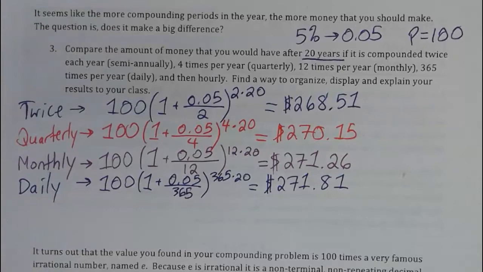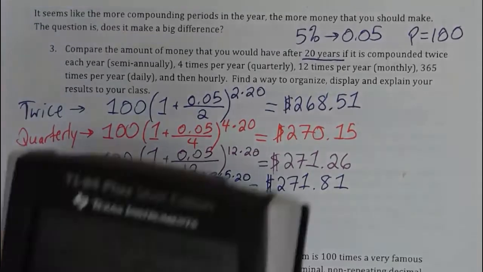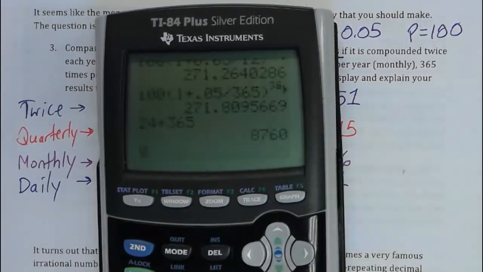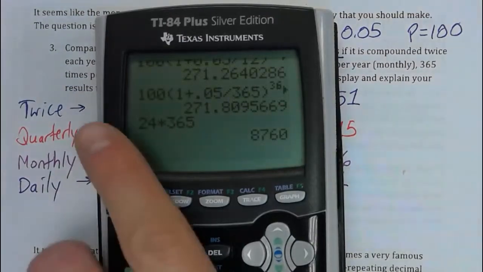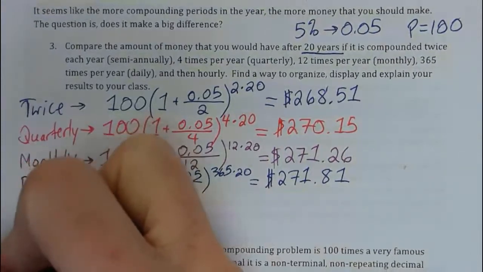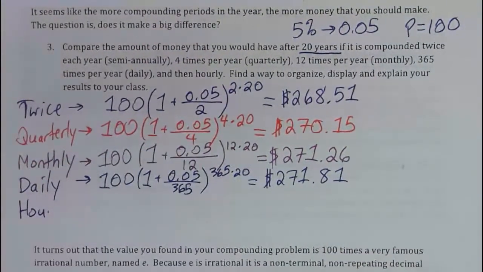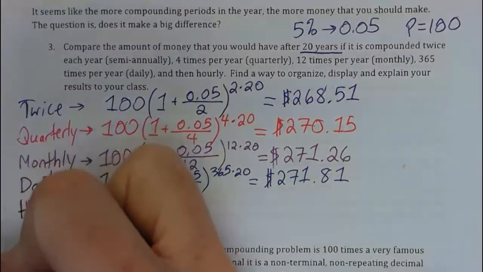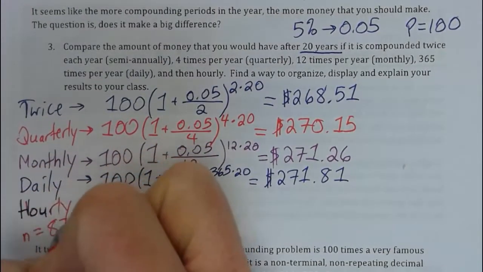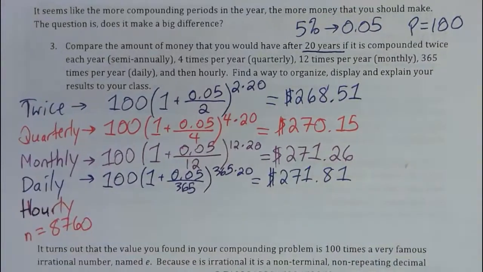And now lastly, hourly. So obviously we need to do a little multiplication. Many people don't know how many hours are in a year. So if you do 24 hours a day times 365 days a year, we have 8,760 hours. So let's do this in red. So hourly, our N value is 8,760 times a year.